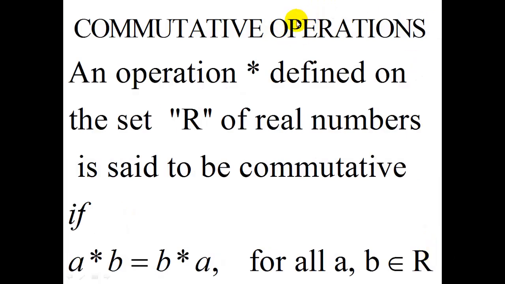Now let's look at these operations. Let's look at some types of operations. We have commutative operations. An operation defined on the set R of real numbers is said to be commutative if A operated on B is equal to B operated on A for all A, B belonging to R. So for the operation to be commutative, A operated on B must be equal to B operated on A.